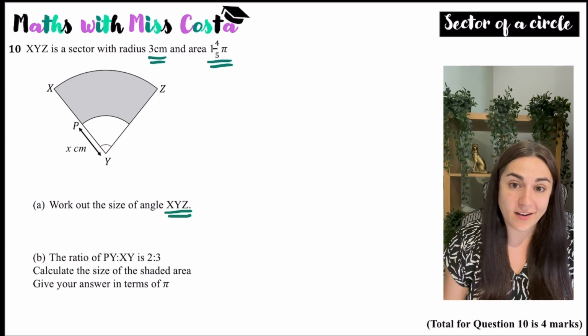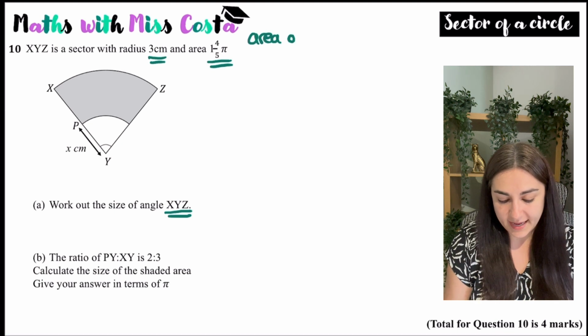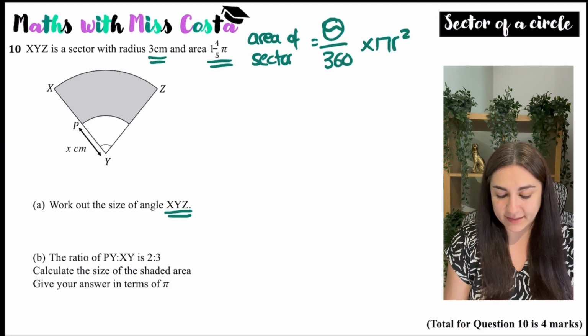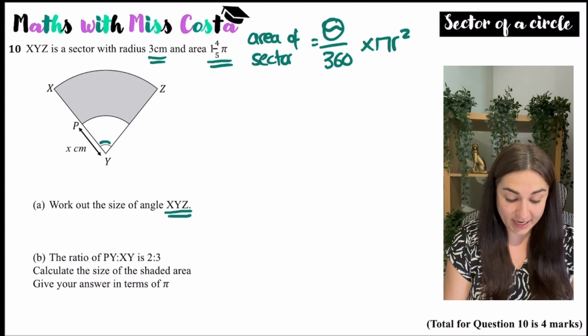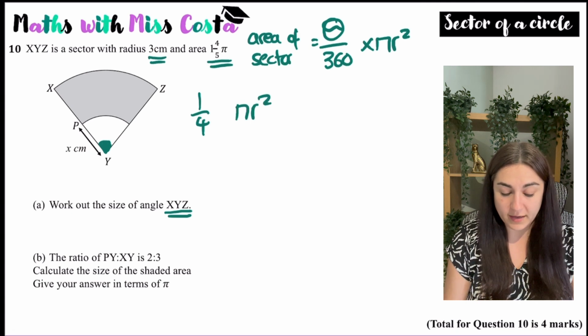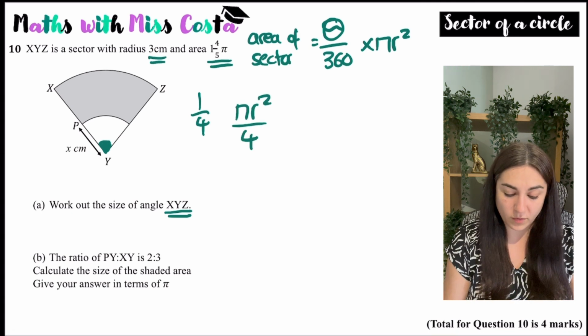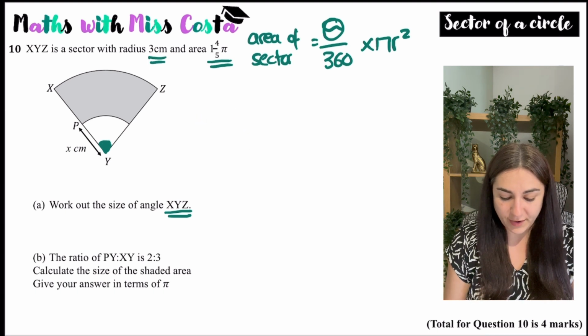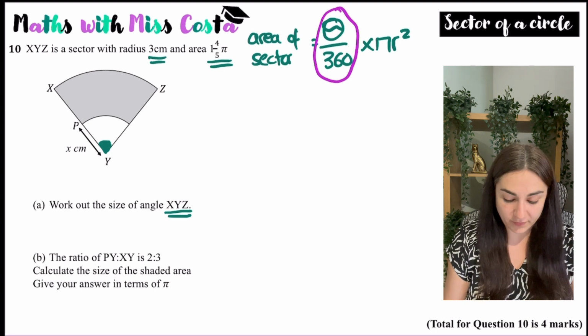Well, what are the formulas that I know for sectors? I know that the area of a sector is theta, which represents the angle, over 360 times pi r squared. And the reason for this is you're just saying what fraction of the circle am I working out? Like if I had to work out a quarter of the circle, I would use the formula pi r squared and I'd divide it by 4, which is the same as multiplying by a quarter. So we're always just trying to figure out the fraction of the circle, which is this, and then we multiply that by the area of the whole circle.